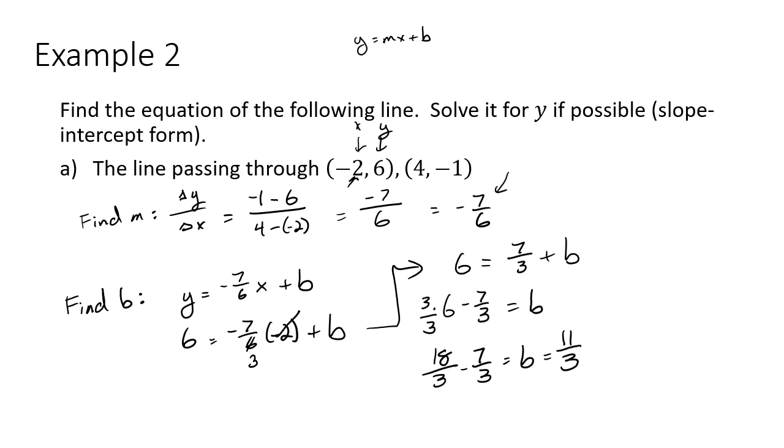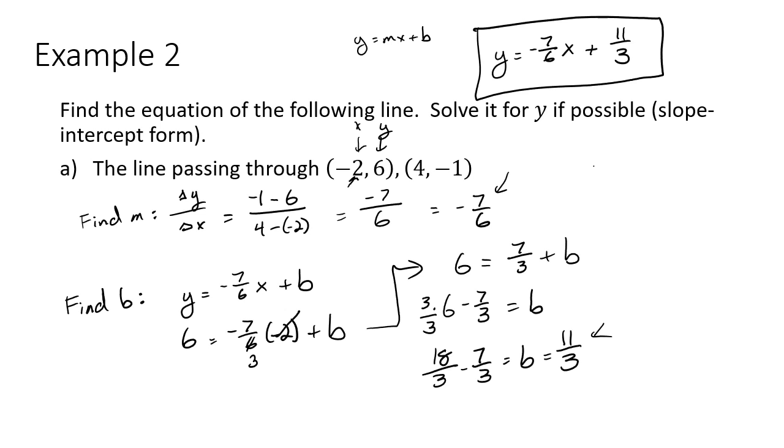So I've got m and I've got b. The very last thing you need to do is just bring it all together. y is equal to mx plus b. All right, so for building it directly into slope-intercept form: find m, use m and a point to find b, put it all together.